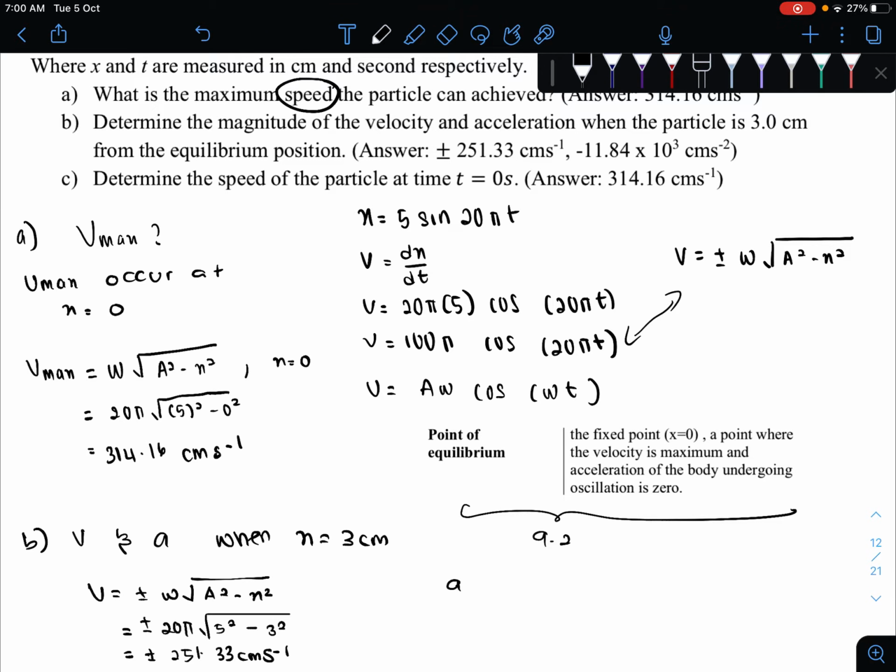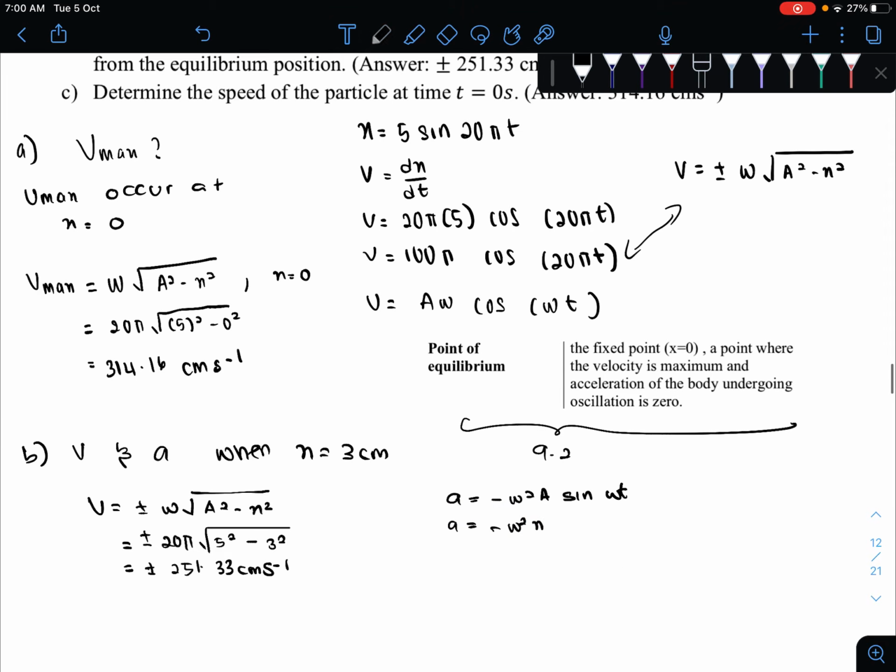Okay, same goes for your A. For A we also have two equations. If you can recall, we derived them. The first is A omega square sin omega T, or we have A is equal to negative omega square X. Okay, to use the first equation, same thing, you must know T to get A here. You must know T to get the acceleration. The second equation is, if you know your X, you can automatically get your acceleration here. So I will use the second equation.